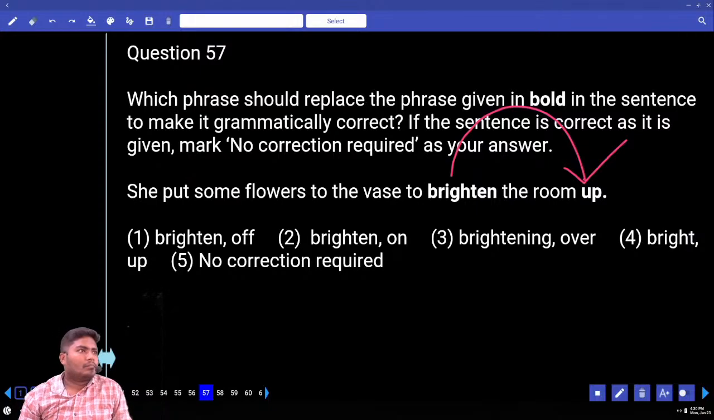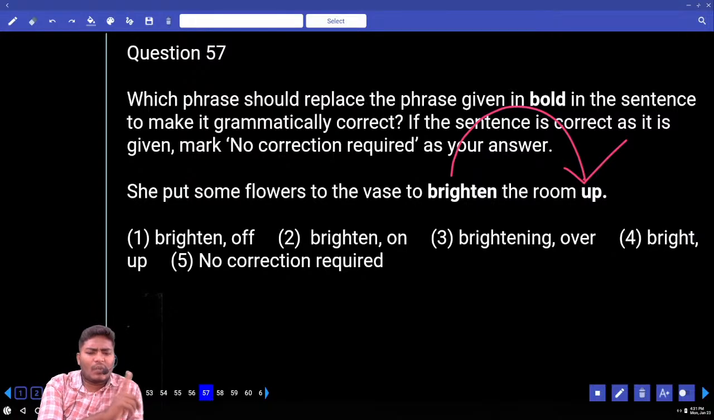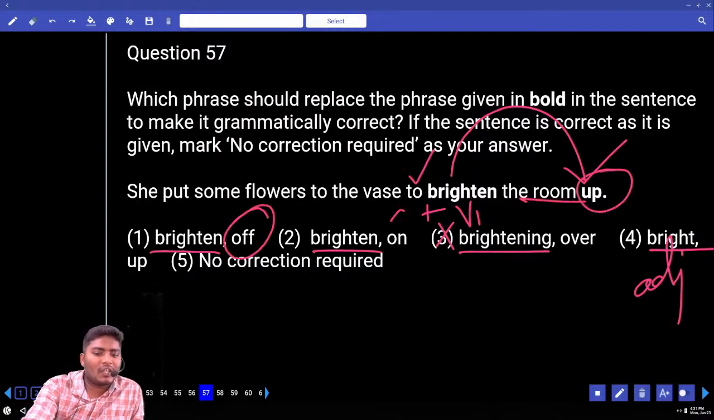Next, number 57. Brighten up. Tell me your answer. She put some flowers in the vase to brighten the room up. Can you eliminate any one option using the word to? After to, what do we need here? V1. Brighten is V1, remember. Bright is nothing but an adjective. To, of course, is also followed by ing, but it is not meaningful here. To brighten, both of them are okay. To brighten the room up, to brighten the room off, to brighten the room on.